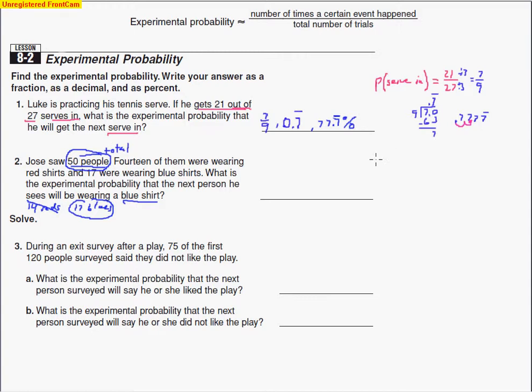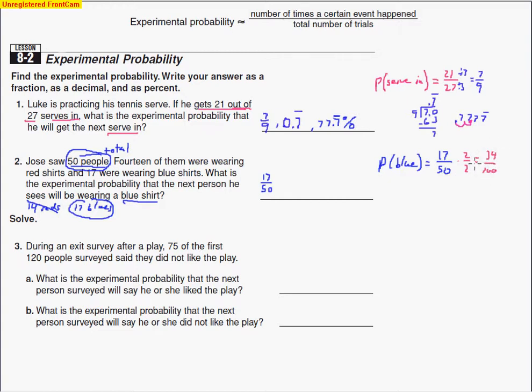So we're going to write down the probability of seeing a person in a blue shirt. So P, and then the event goes inside the parentheses. The event is the blue shirt. It would be 17 successes over 50 number of trials. So 50 was the total number of trials we have here. From there, we've got the fraction form. It doesn't reduce, so we'll just leave it like that. Now this time, instead of finding the decimal first, I'm going to find the percent. It's easier. If I just multiply this by 2 over 2, I get 34 over 100.